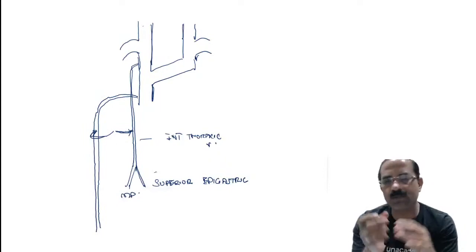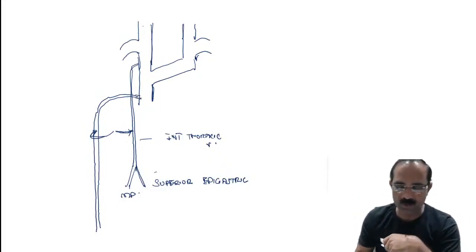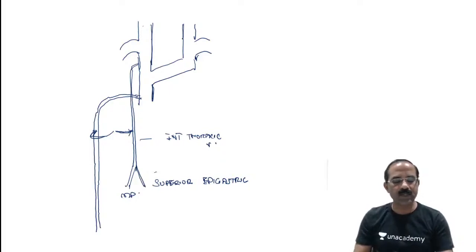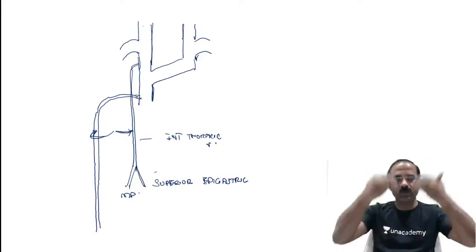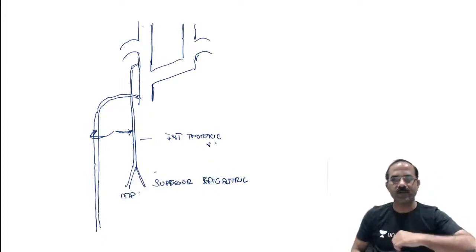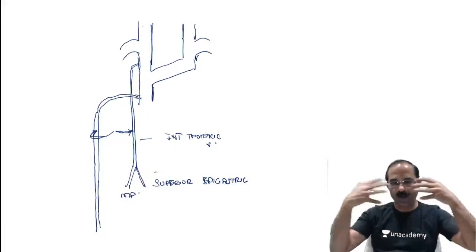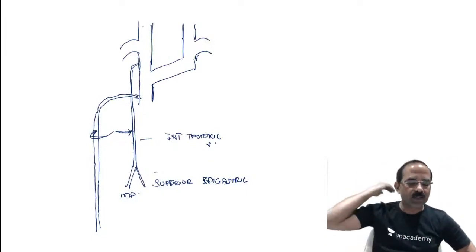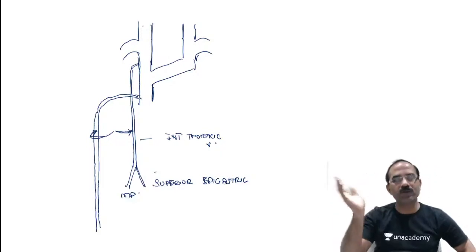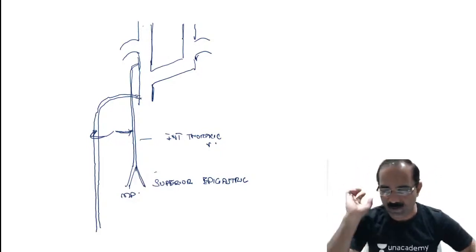Opens into azygous. This is a very important and difficult MCQ, so try to understand, students. Look here, once again I'm telling you. The vein which is present behind the sternum, what is that? Internal thoracic vein. And what are the veins which open into the internal thoracic vein? These are in front. These are the anterior intercostal veins. The azygous vein is behind. And what are the veins which open into the azygous vein? The right posterior intercostal veins.